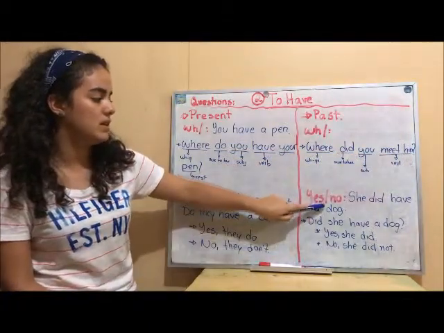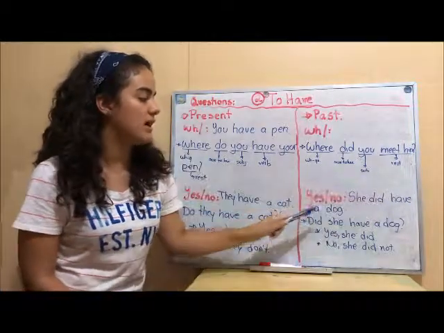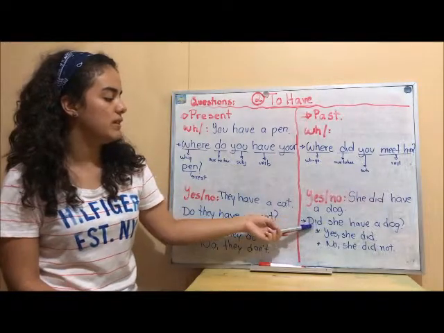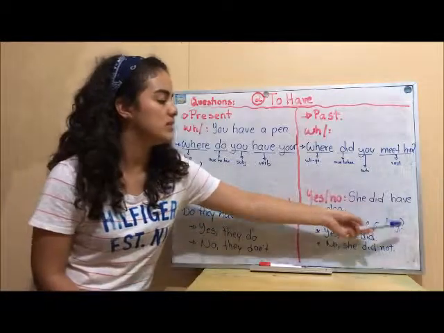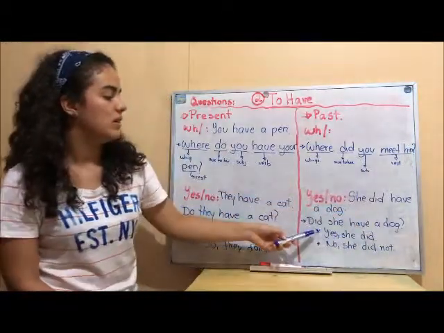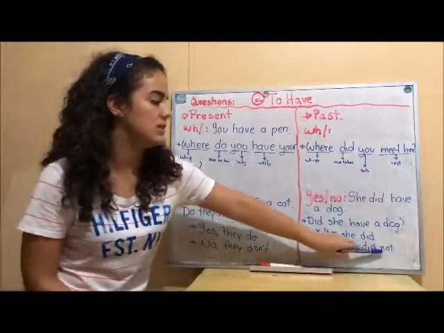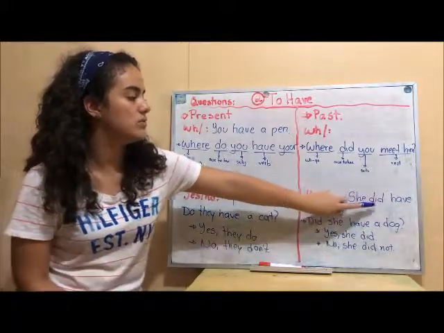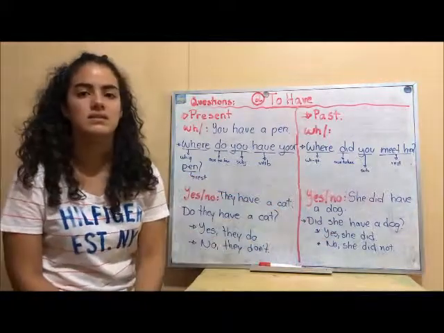And now we have yes and no questions. So we have a sentence: She did have a dog. And now we need to use the auxiliary for verb to have at the beginning, and then the rest is the same. Did she have a dog? And now we say yes, she did, or no, she did not. We use have here, and we don't use did because we put it in here. So that's.